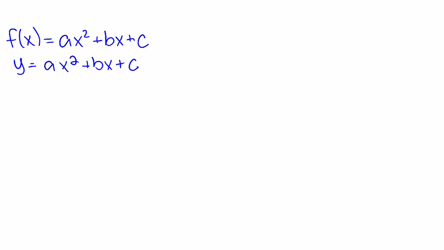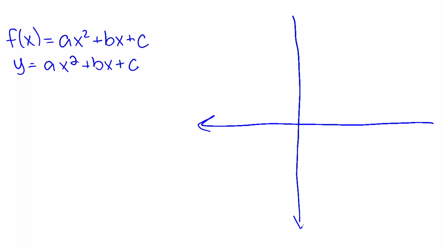The first thing we're going to talk about is the standard form for quadratics, which is in the form ax squared plus bx plus c. You can also see the notation y equals ax squared plus bx plus c. And more than likely you're going to be seeing f of x and y used interchangeably, and that's fine. They're just different notations for essentially the same thing.